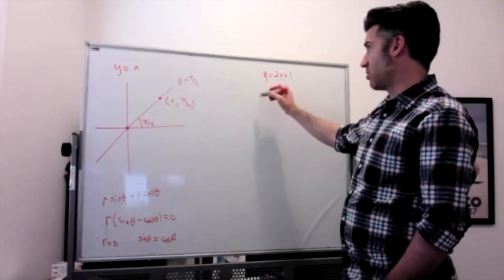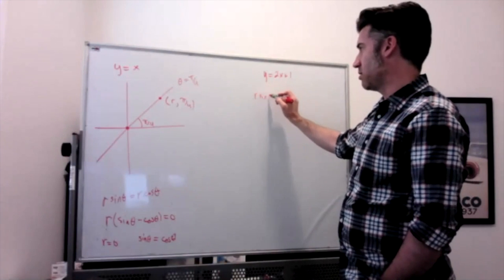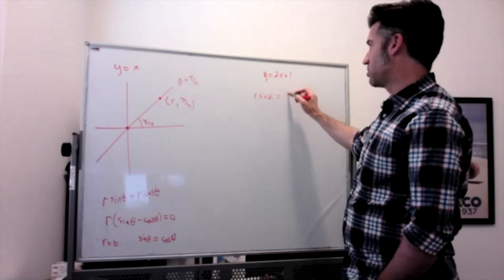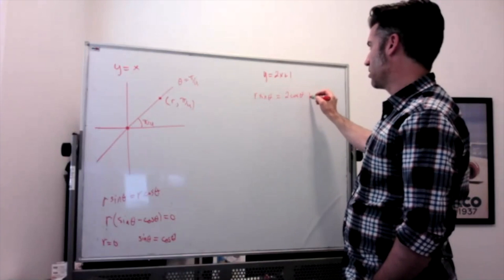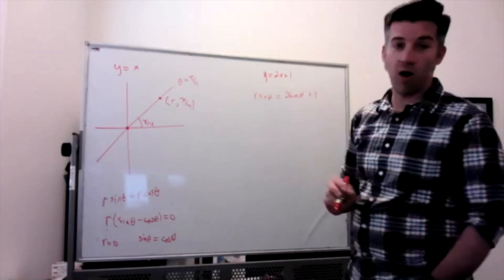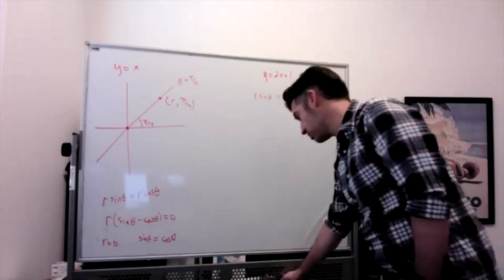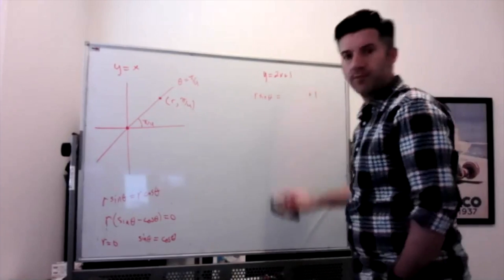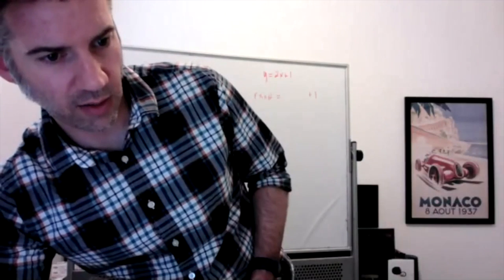So then I'm going to replace y with r sine theta, and x with r cosine theta, so 2x plus 1 becomes 2r cosine theta plus 1. Sorry about that. It's hard to see that now. So let me see if I can change the lighting a little bit here.